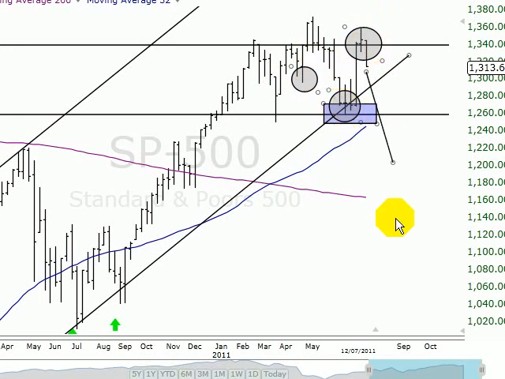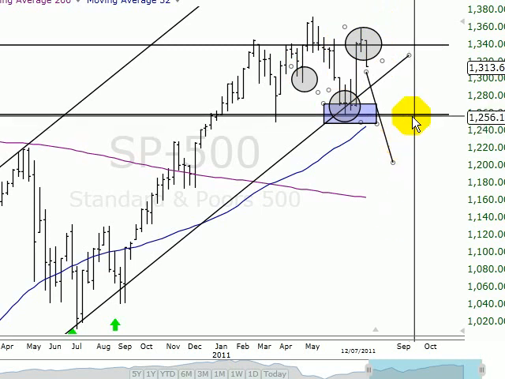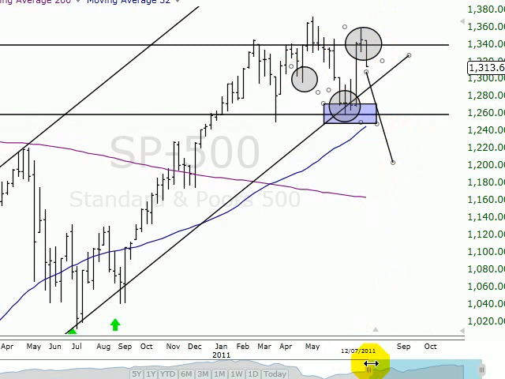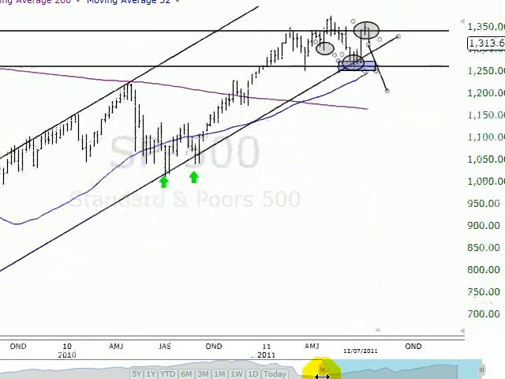I would be very, very careful if you were long-term buy and hold, because if we start to break this 1260 level, then I do believe that's going to be the start, or the makings, of a new downward move.